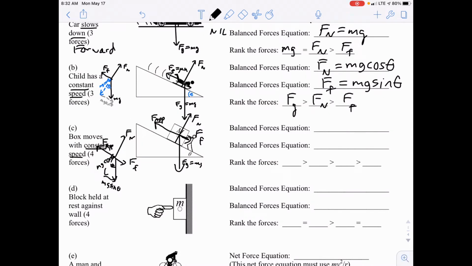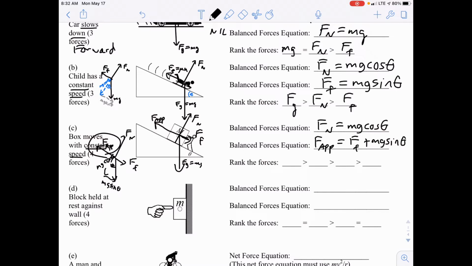Okay, so what are our balanced forces equations? Well, we can start with up equals down, and the normal force going up is equal and opposite to the mg cosine of the angle. The balanced forces along the plane would be F applied going up the plane is equal to friction plus the force going down the plane, mg sine.